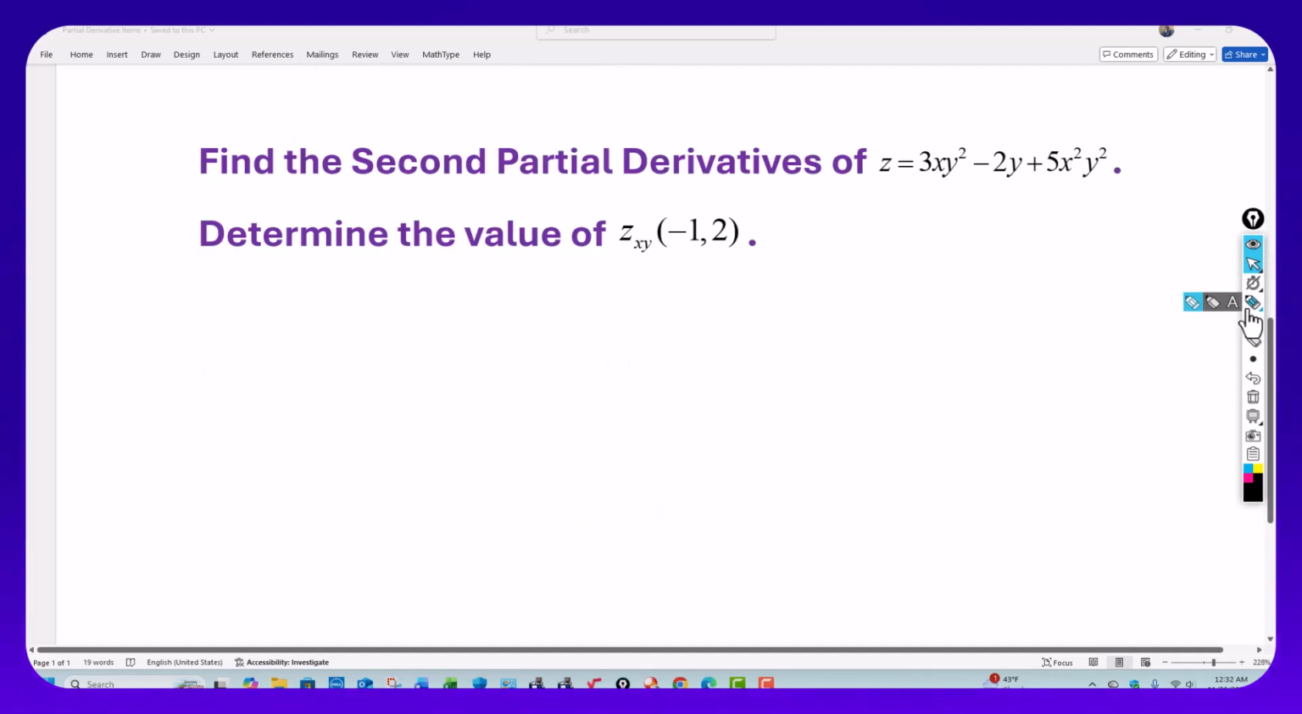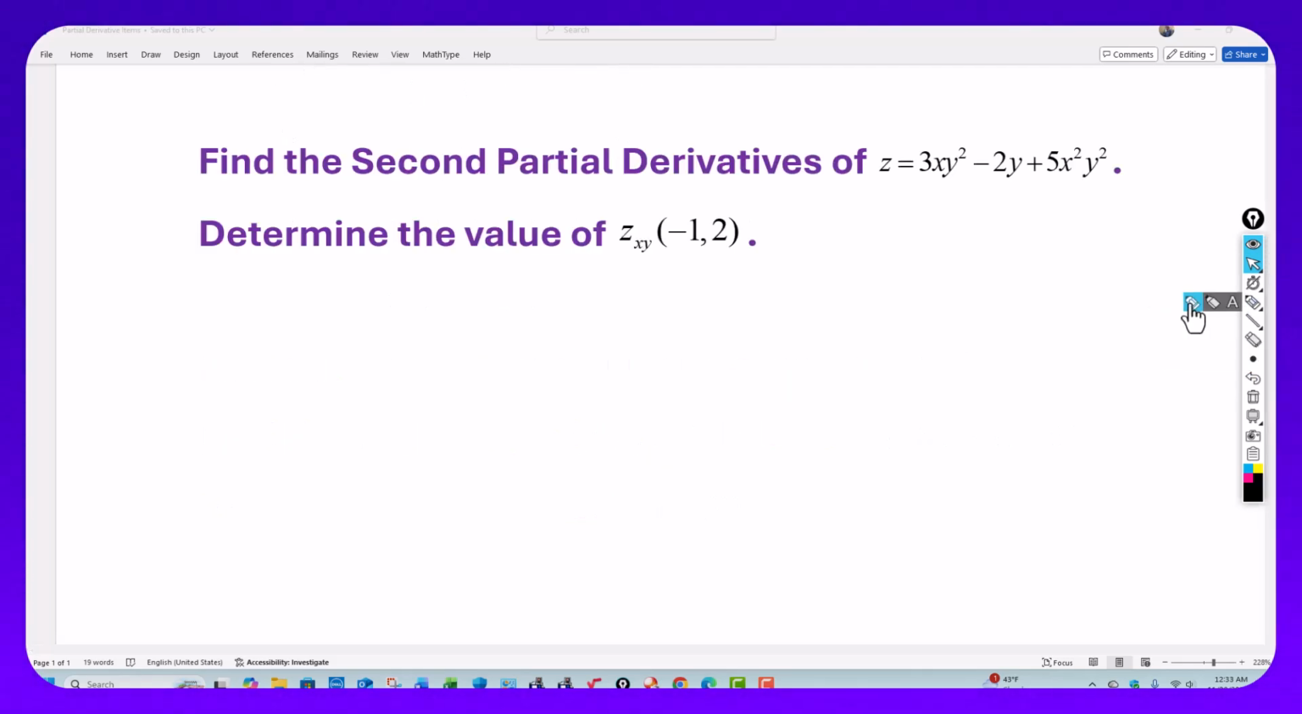Now again, when you're working with partial derivatives, you're still pretty much going to use the same formulas. But here's what you have to do. This one says find the second partial derivatives of z equals 3xy squared minus 2y plus 5x squared y squared, and then determine the value of the mixed partial. This is z sub xy. It could be z sub yx at this value. So we want the second partials. Just like in regular derivatives, you want the second derivative.